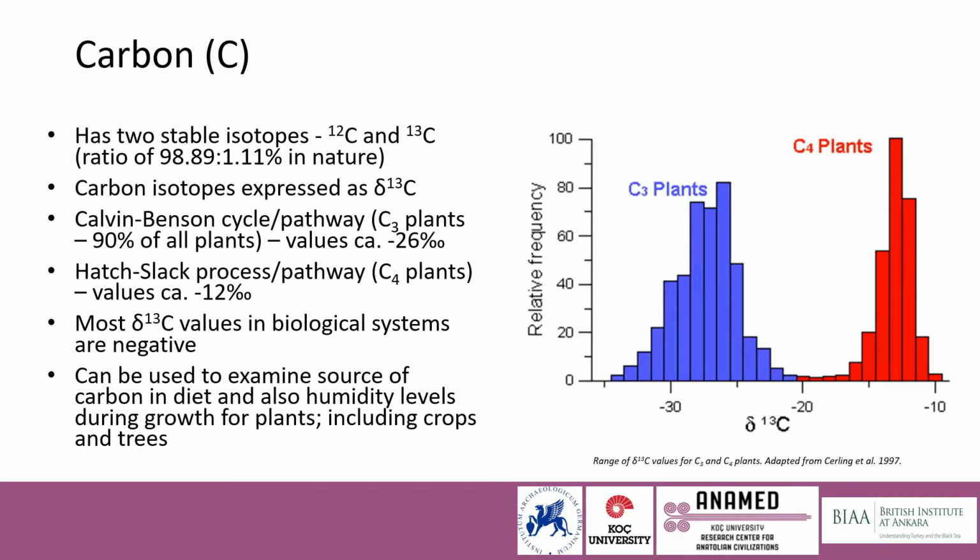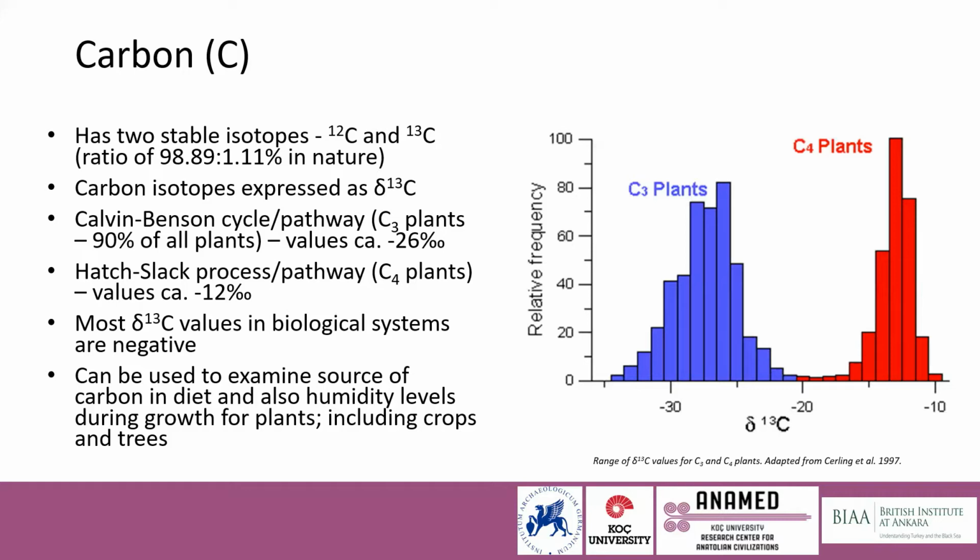Most people will be more familiar with C4 plants as the New World crops, things like maize. But in the Old World, if you think about Turkey and the Near East, C4 plants would be things like sorghum and millets, and there are also wild C4 grasses. Most delta carbon 13 values in biological systems are negative, and as well as distinguishing between C3 and C4 input into animal and plant diet, they give the source of the carbon, mainly whether it's C3 or C4.